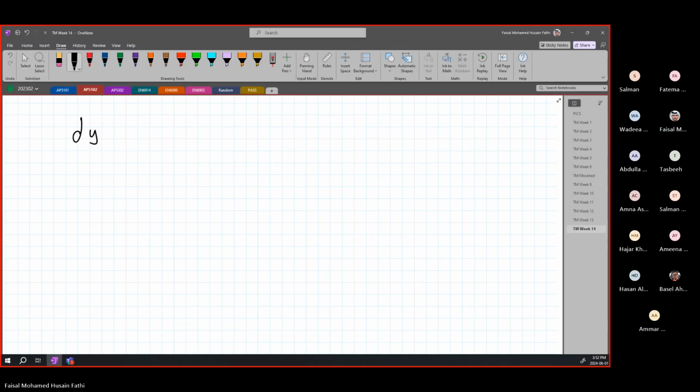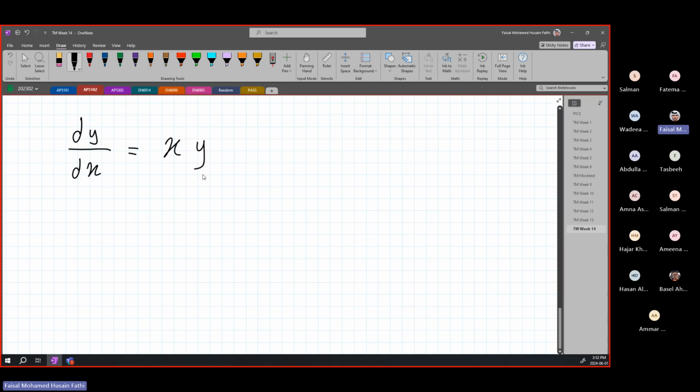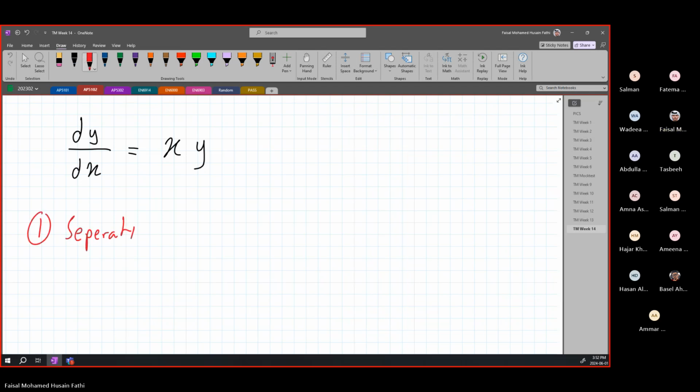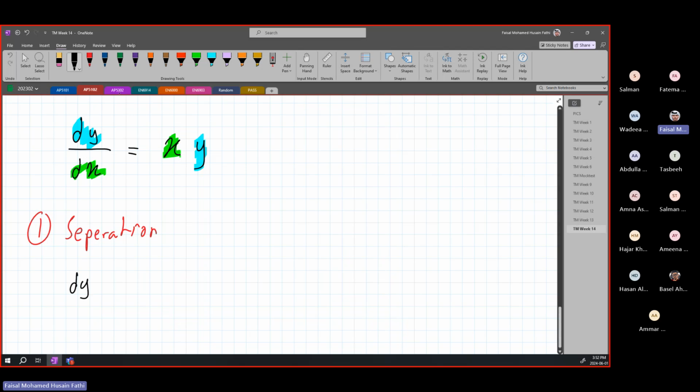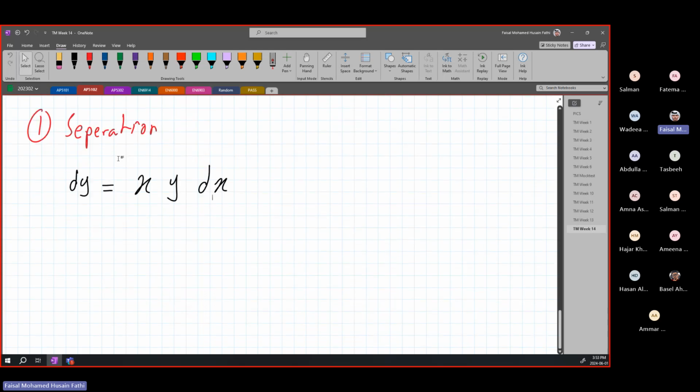dy by dx is equal to x times y. All right. Again, the first step is separation. Separation meaning you want to separate your x and have it with your dx and your y and have it with your dy. All right. In this case, separation is easy. All I have to do is move the dx to the other side. So it's going to be x times y times dx. Just multiply both sides by dx to get it over here.